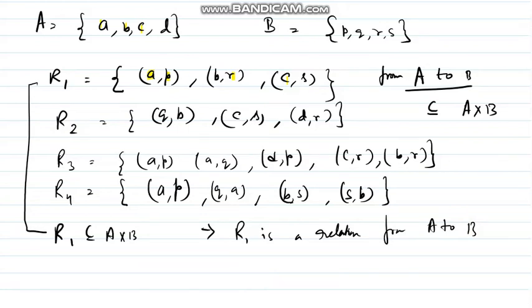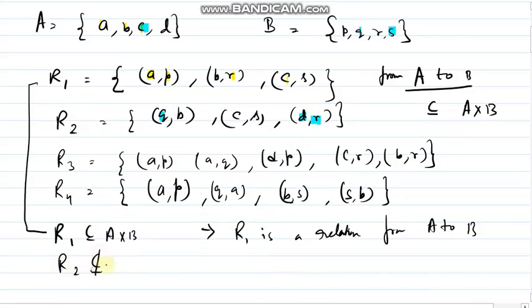Now check for R2. R2 has (q, b). q doesn't belong to A, q belongs to B. So R2 is not a relation from A to B, though (c, s) and (d, r) are fine. But (q, b) doesn't belong to A cross B, rather (q, b) belongs to B cross A. So R2 is not a subset of A cross B, hence R2 is not a relation from A to B.